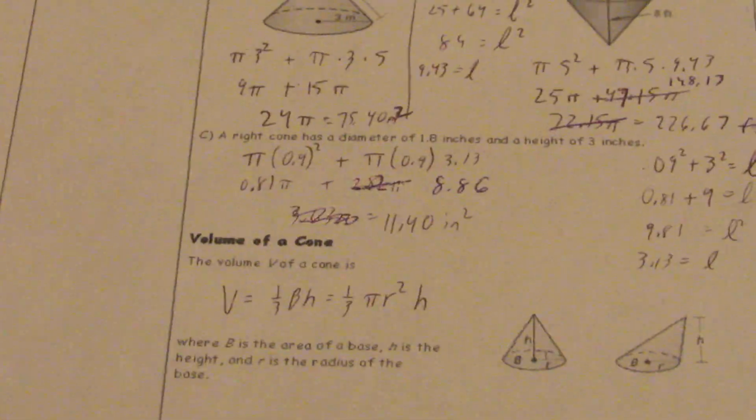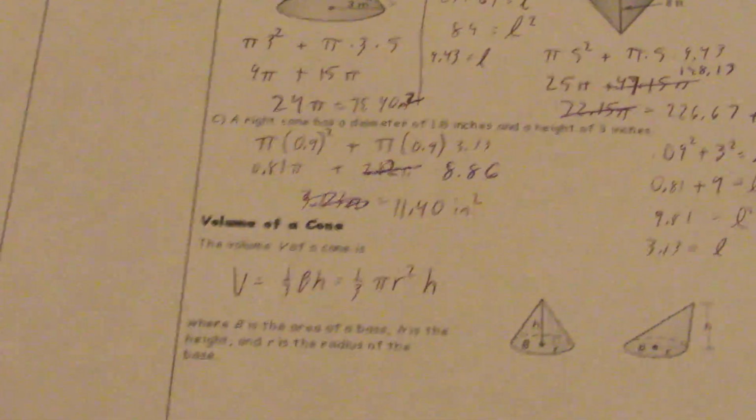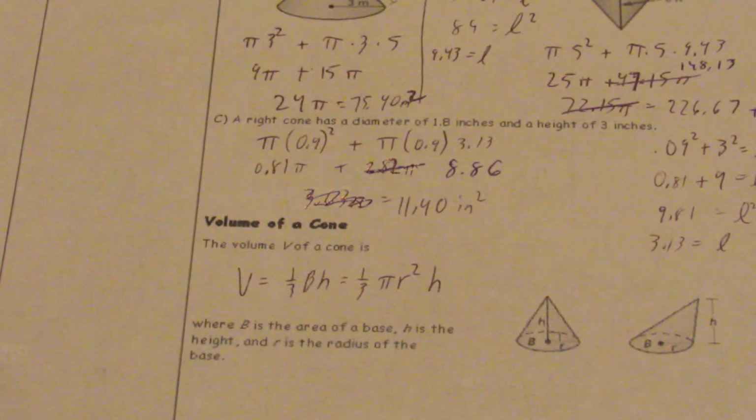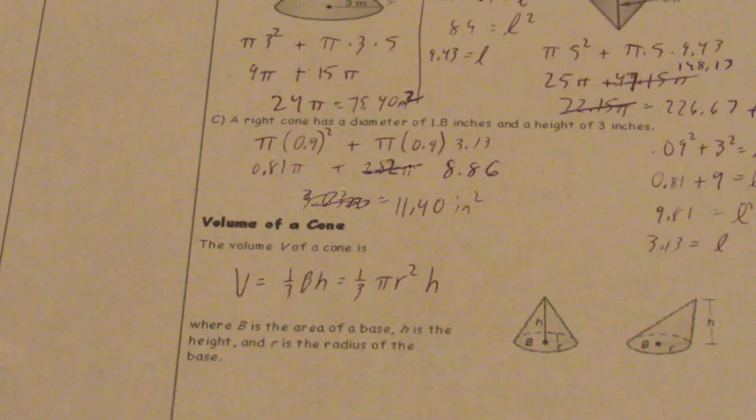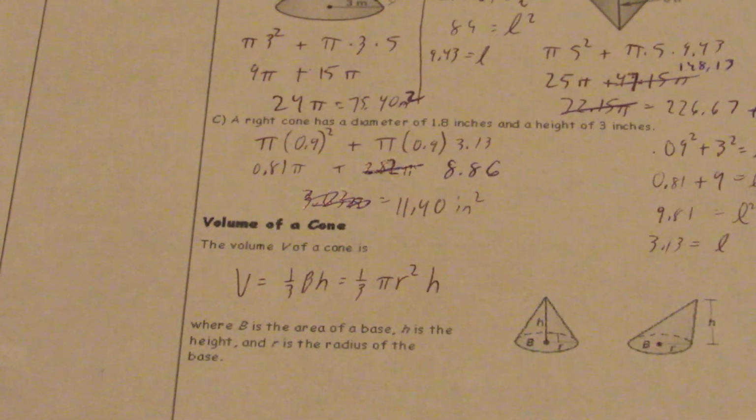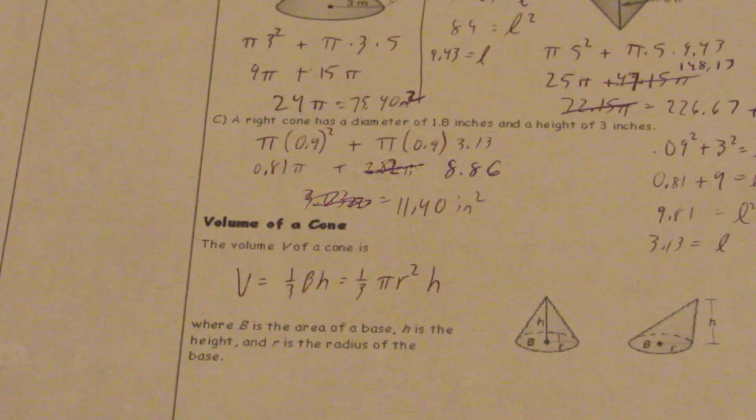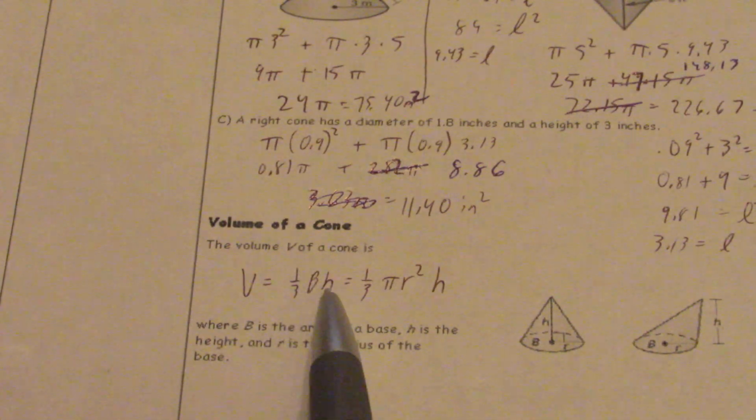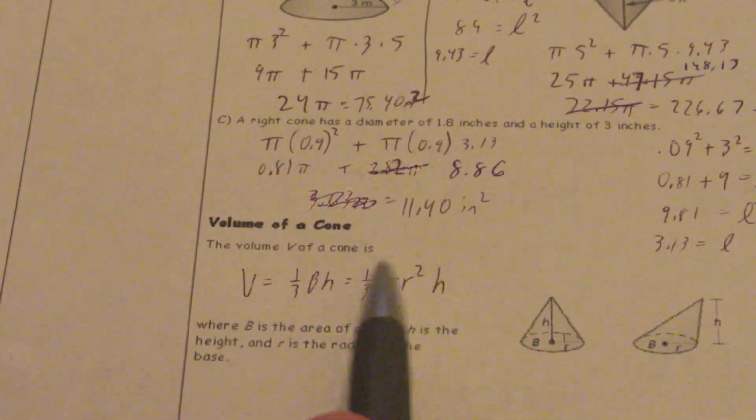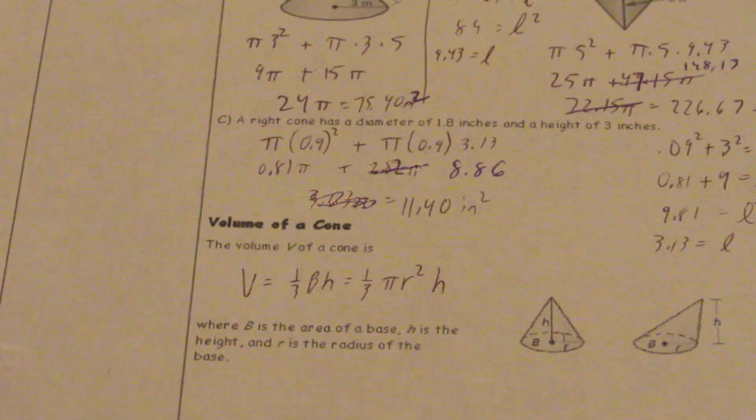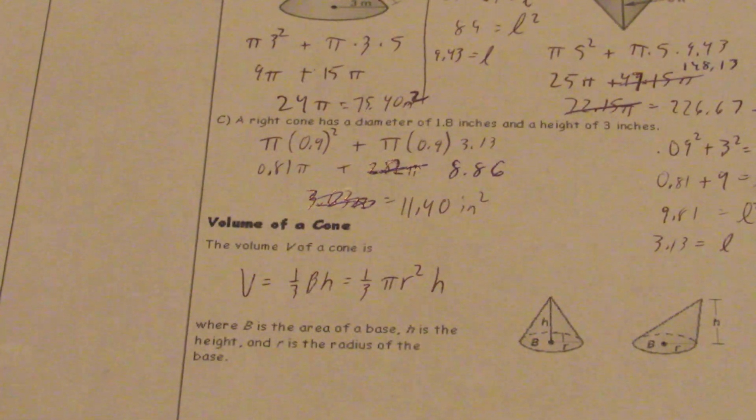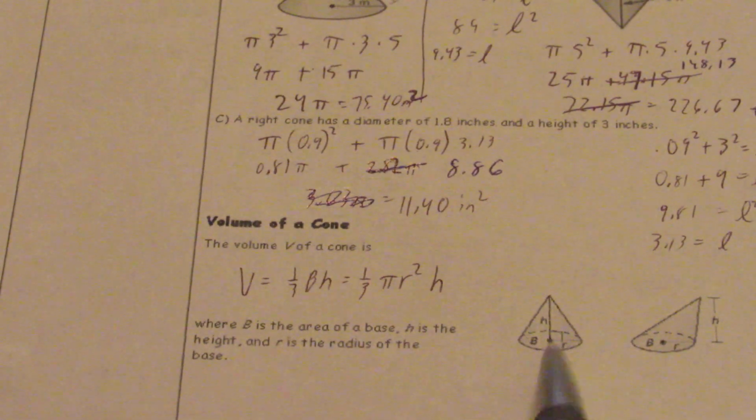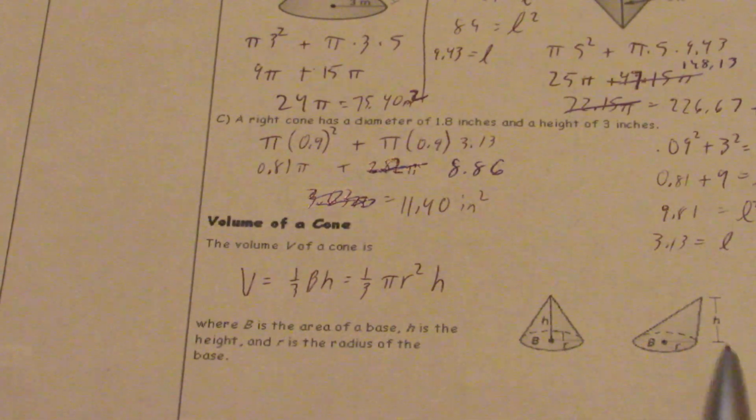Next thing we're looking at is volume of a cone. All right, volume of a cone is the same as the volume of a pyramid. Difference is our base doesn't change, just like the difference between a prism and a cylinder. All right. So 1/3 area of the base times the height, but my area of the base is always going to be a circle, pi r squared.